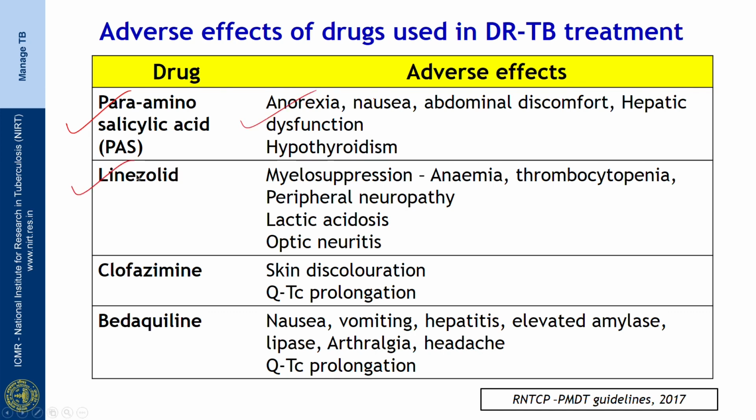Linezolid can cause myelosuppression leading to anemia and thrombocytopenia, peripheral neuropathy, lactic acidosis and optic neuritis. Clofazimine can cause skin discoloration and QTc prolongation. The new drug bedaquiline can cause nausea, vomiting, hepatitis, elevated amylase and lipase, arthralgia, headache and QTc prolongation. So, these are the various adverse effects of the drugs used for treating drug resistant tuberculosis.